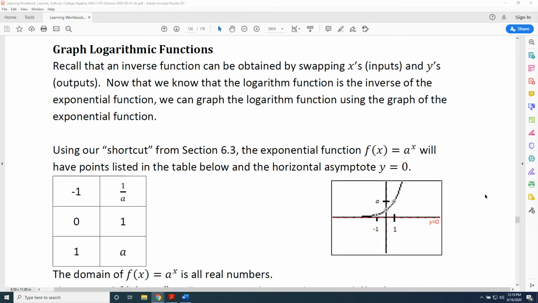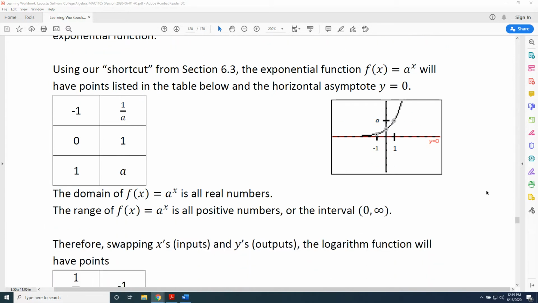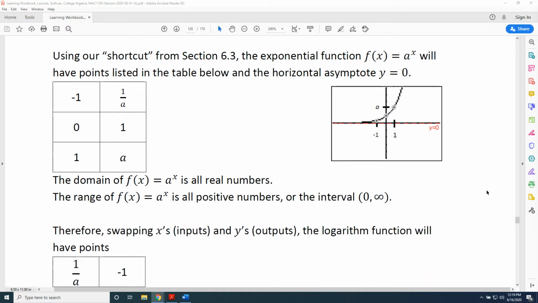Using our shortcut from a previous video, the exponential function f of x equals a to the x power will have points listed in the table below and the horizontal asymptote y equals 0. You might recall we established a rhythm to help us remember the points from this table. They were negative 1, 1 over a; 0, 1; 1, a. And by plotting those 3 points on our graph, we can create the graph of the exponential function.